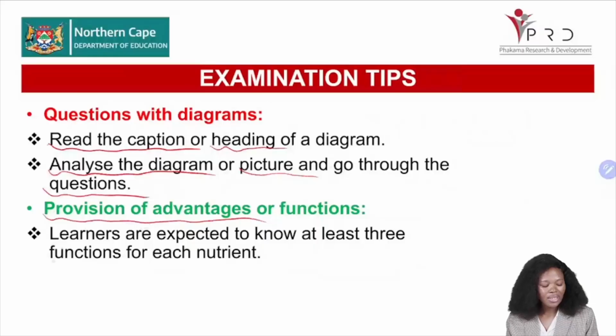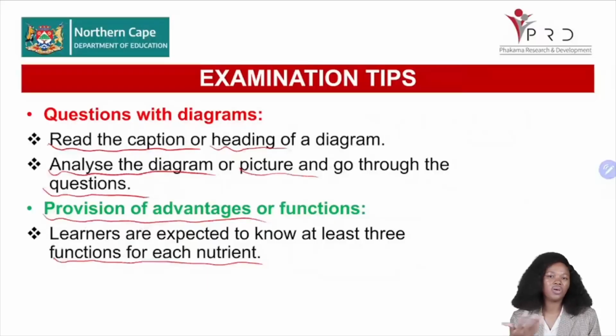When it comes to the provision of advantages or functions, learners are expected to know at least 3 functions of each nutrient. Know 3 functions of vitamin A, for example, 3 functions of vitamin B1, and you must be able to write the deficiency symptoms of that particular nutrient.